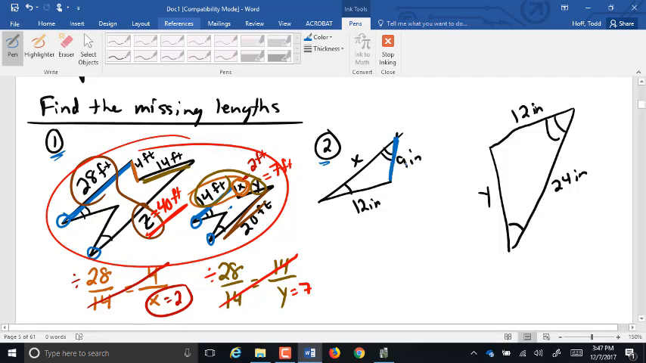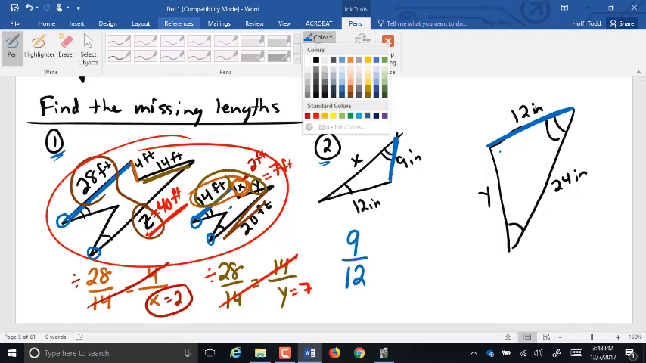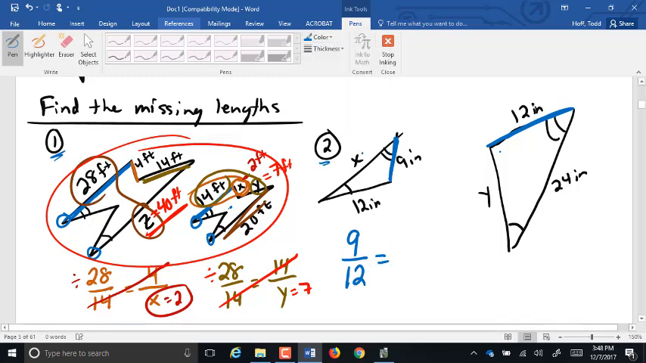Okay, the 9 and the 12. You can see the 9 is between the angle with 2 hashes and the unmarked angle. The 12 is also between the angle with 2 hashes and the unmarked angle. So those are the corresponding sides, and we know both lengths. So 9 and 12 correspond. Going in order again, we're going to go with X first. Does X go on top or bottom?